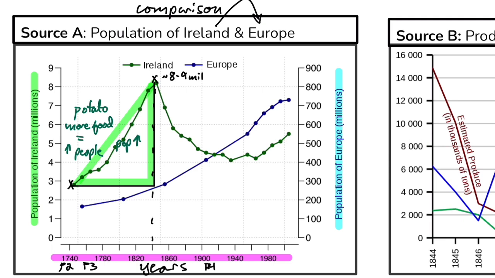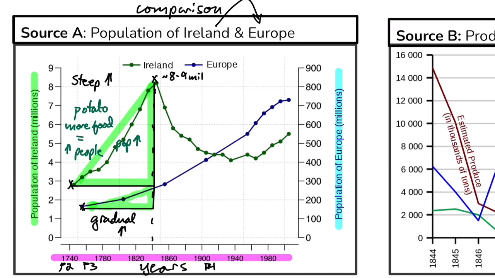We see the same thing happening in Europe over the same time span. It's not as drastic of an increase, but it does still increase nonetheless. So potatoes arriving in Europe means more people. Lots of more people in Ireland. But then what happens in 1840? What happens to the Irish population?